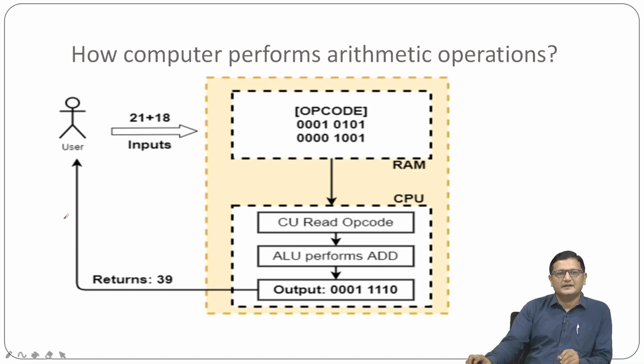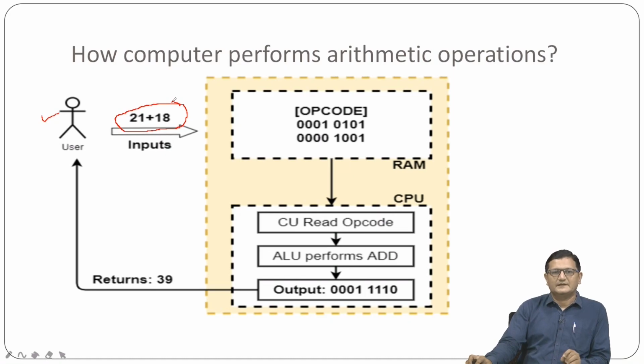See, as a user, let's suppose you want to do addition of 2 numbers. As a user we are inputting this, right? We want addition of 21 plus 18, right? But whenever you are inserting these numbers with a plus operator, this plus operator will be converted into the opcode. Some binary code will be there for each and every operator, right?